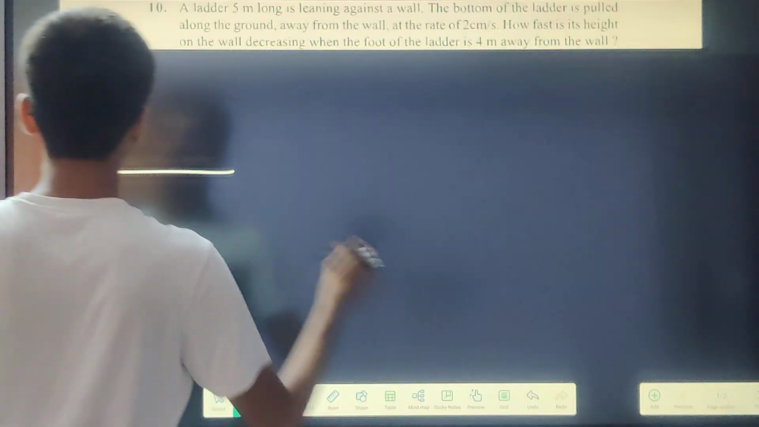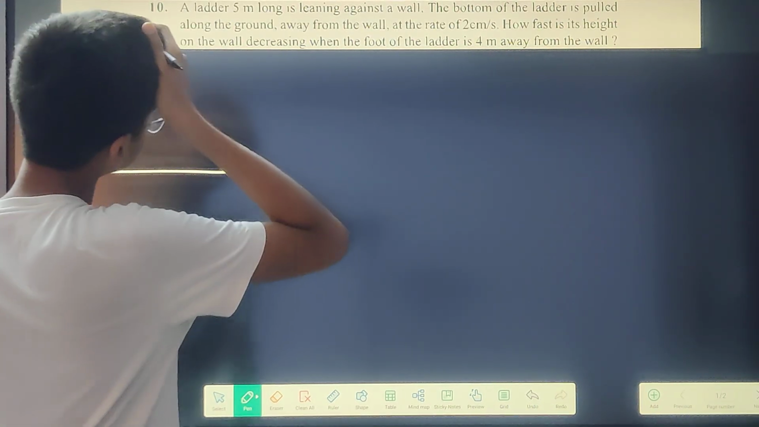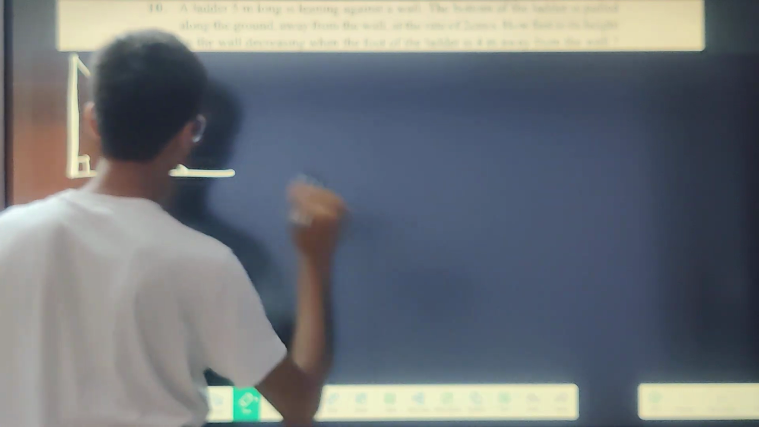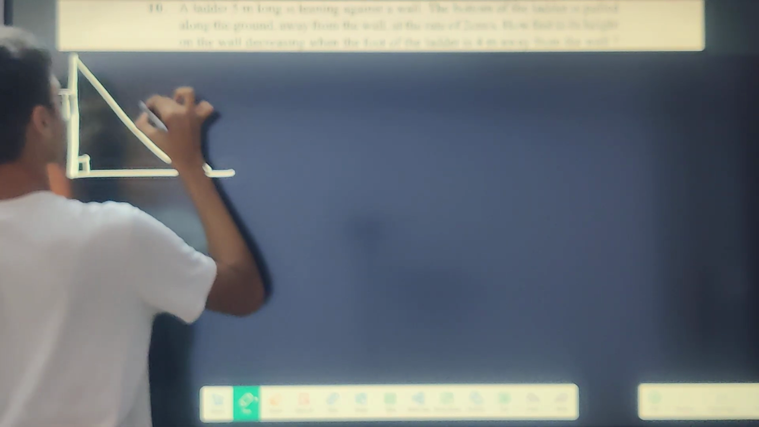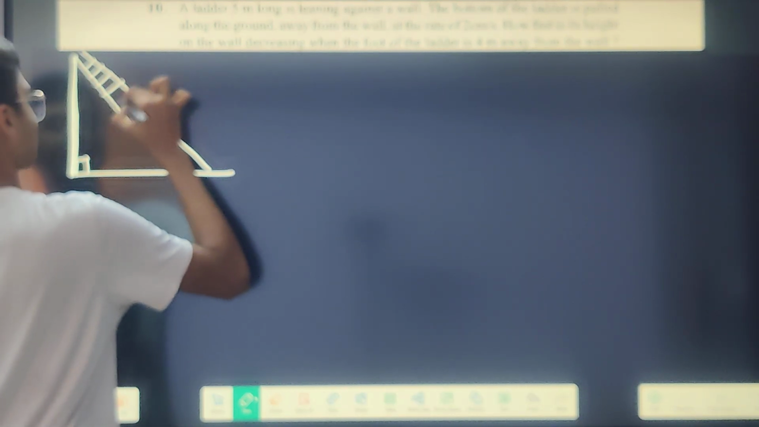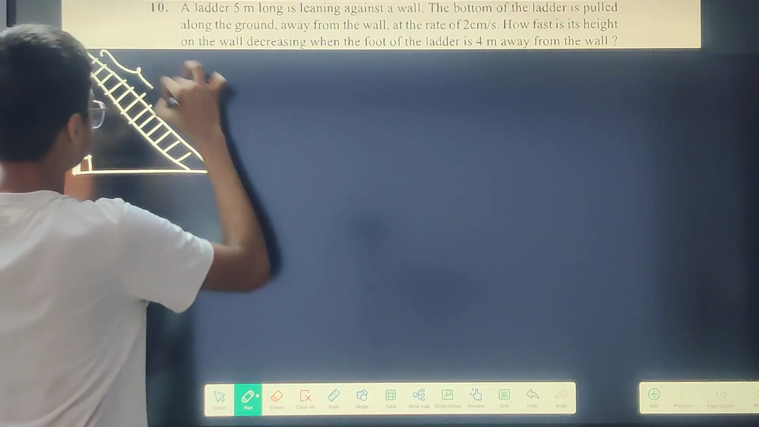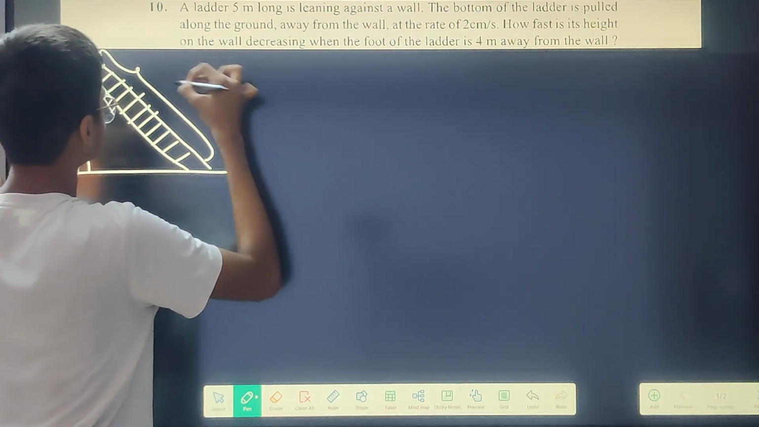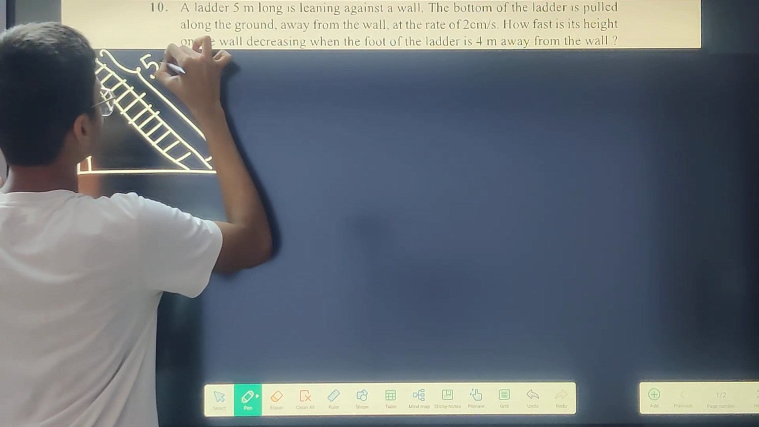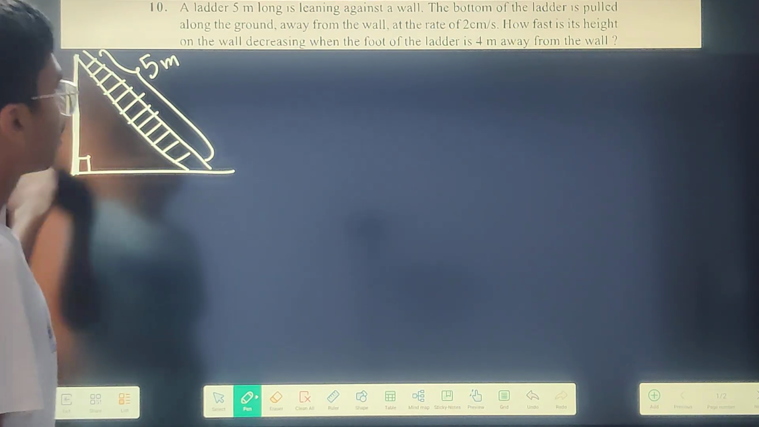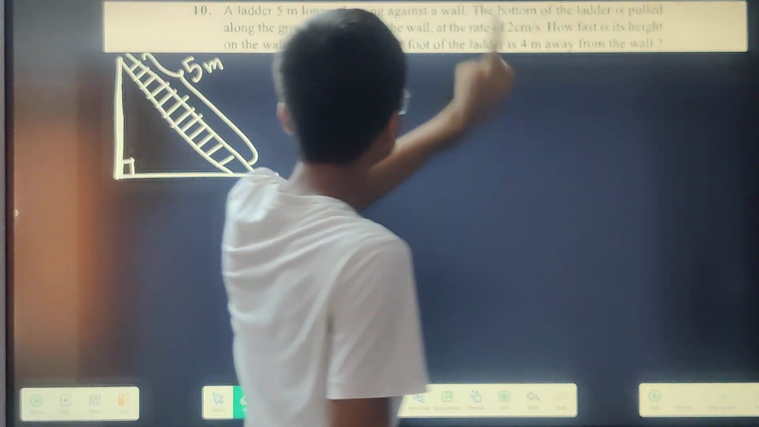Now I have another thing. We have a ladder. Okay, this is a ladder, and the length of this ladder is 5 meters. 5 meters long. This ladder is leaning against a wall.